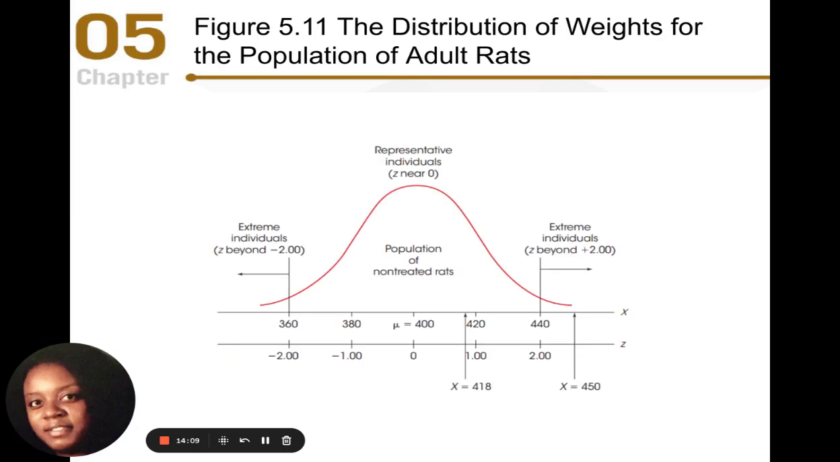And then figure 5.11 shows us the distribution of weights for the population of adult rats. The individuals with z-scores near 0 are typical or representative of the population. However, individuals with z-scores beyond +2 or -2 are going to be considered extreme and noticeably different from most of the others in the distribution because those scores are outliers. They're too far away from the mean.